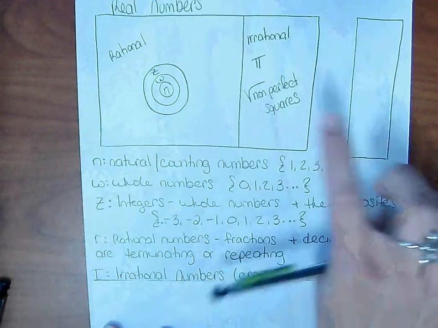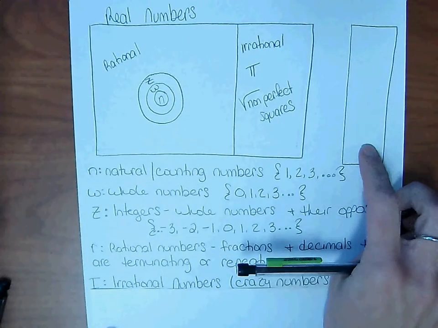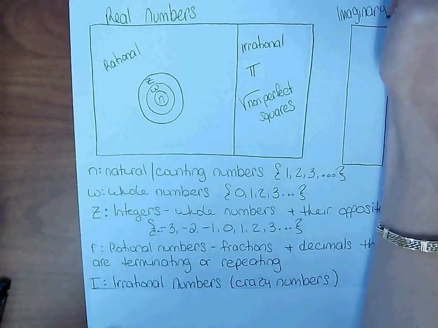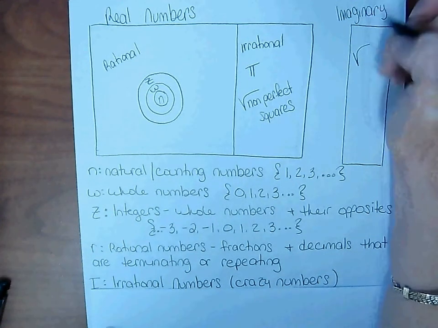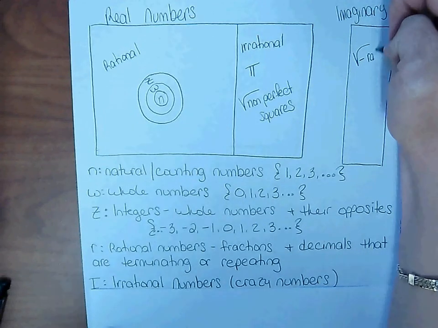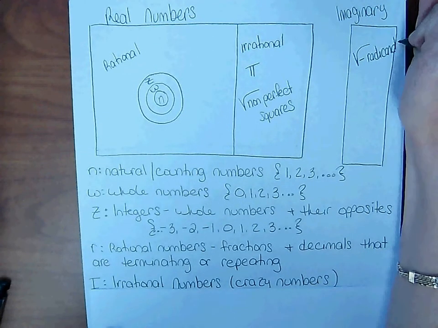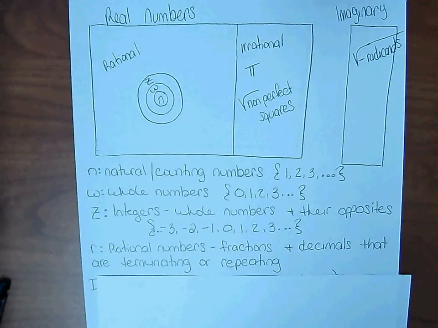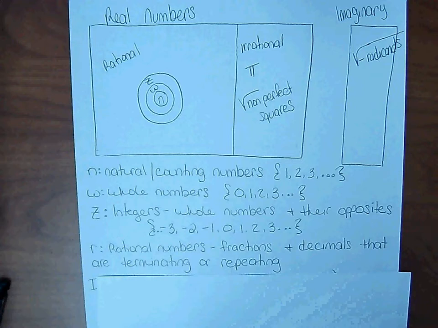Now over here, we have the opposite of real. Opposite of real numbers are imaginary numbers. And imaginary numbers are the square root of negative radicands. And it doesn't matter whether that radicand is a perfect square or not. You can't take the square root of a negative number. So remember, square root is trying to find what number times itself gives you that number. Well, to get a negative, you can only do a negative times a positive, and those numbers are not the same.